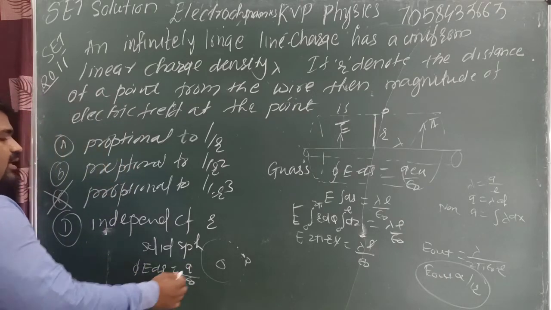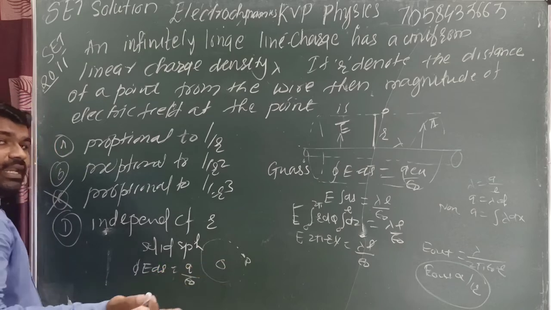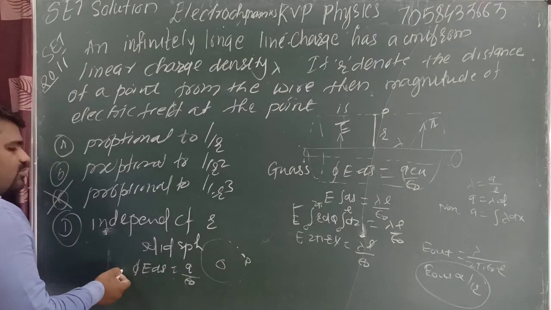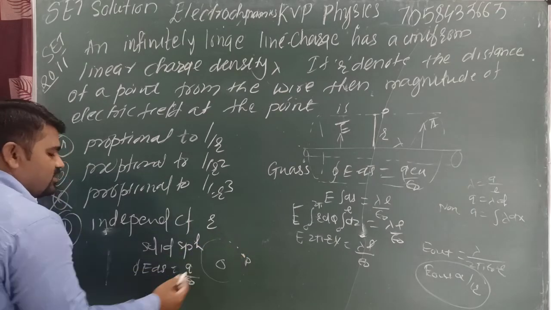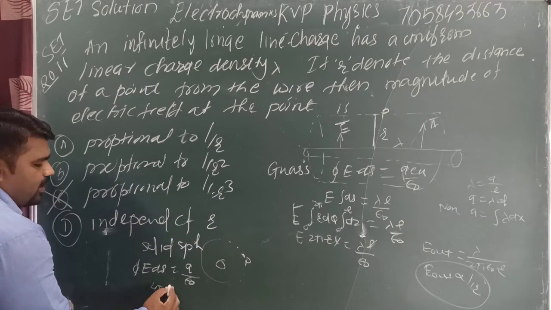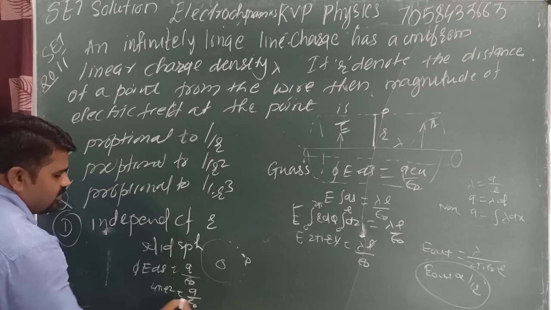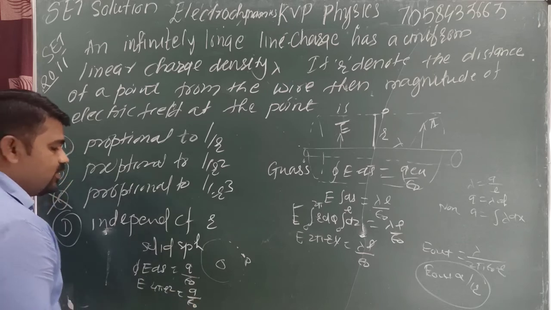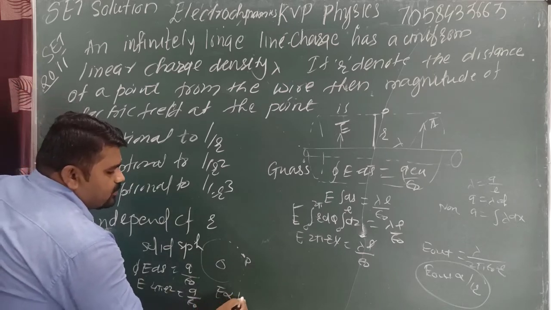And what is the LHS? At each and every point on this Gaussian surface electric field is constant, means we can take it common out. Next, what is the area for this case? For a cylinder the area is 2 pi RL. For spherical system, 4 pi R square. E into 4 pi R square is equal to Q upon epsilon naught. Means what is the electric field? E is directly proportional to 1 by R square.